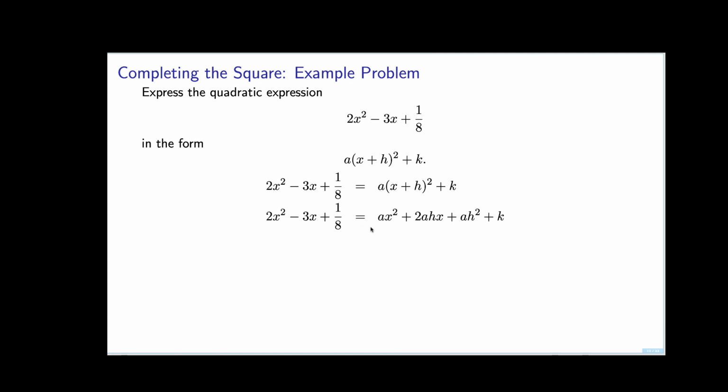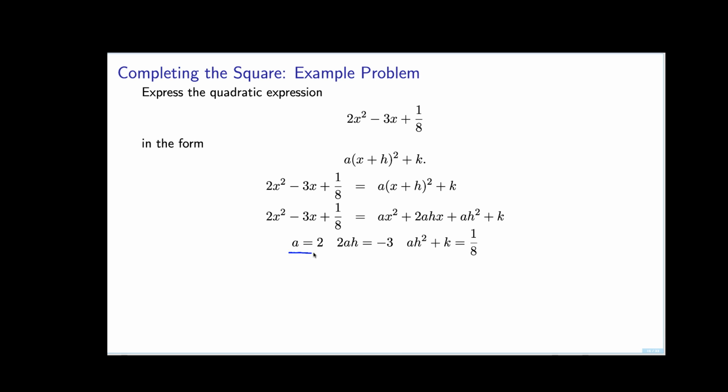Identifying our coefficients, I need the coefficients of x squared to be the same, which gives us little a equals 2. We need the coefficients of x to be the same, so we need negative 3 to be equal to 2ah. And we need the constant coefficients to be the same, so we need 1/8 to be equal to ah squared plus k.